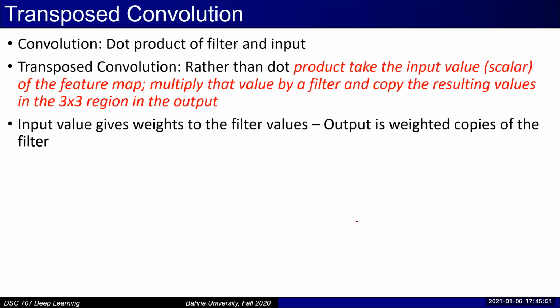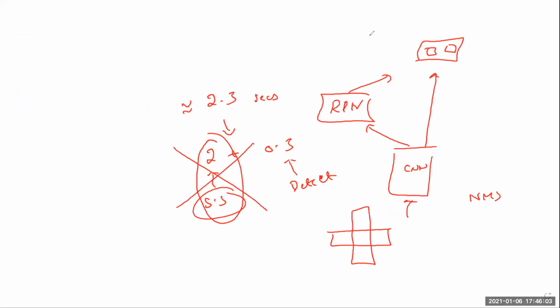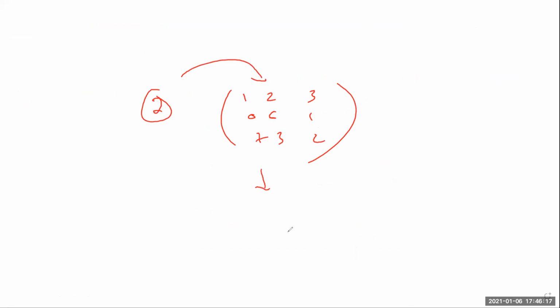So in that case, what we do in transpose convolution, I'll solve a complete example as well. In convolution we are taking a dot product, but in transposed convolution, rather than taking a dot product, let's suppose I have a value 2 and I have a filter like 1 2 3, 0 6 7, 1 3 2. If I multiply this 2 with this filter, I get a 3 by 3, or 9 values, and these values are weighted by this 2.